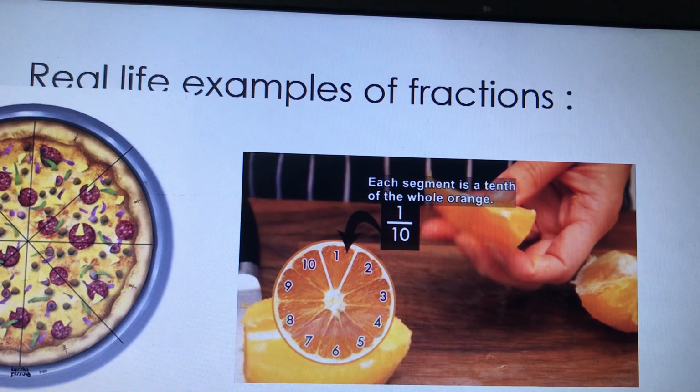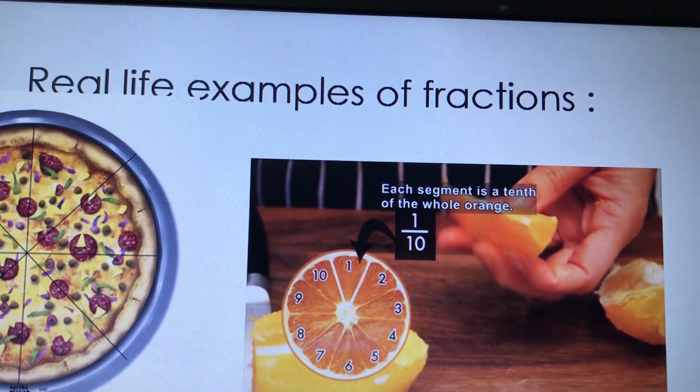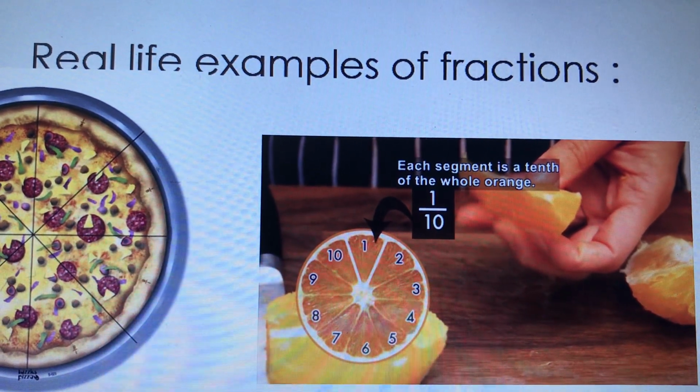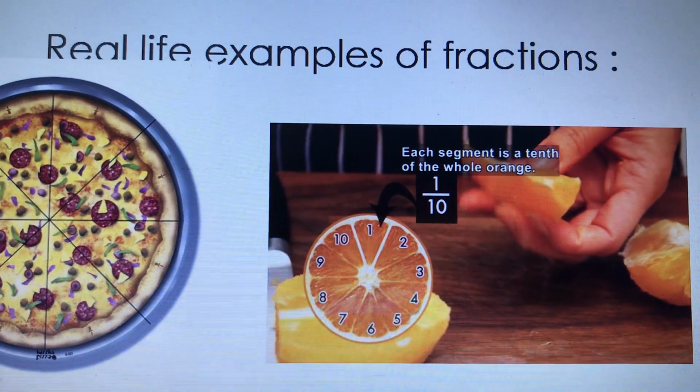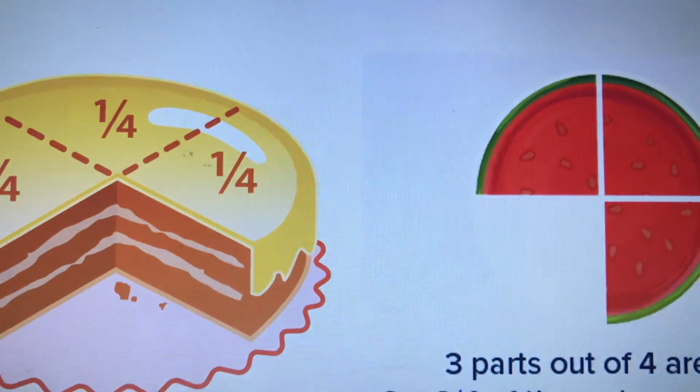Next, on the other side, there is an example of an orange. When we cut it horizontally from the center, you can see there are 10 slices, 10 triangular shapes. So if I take one out, it will be 1/10.